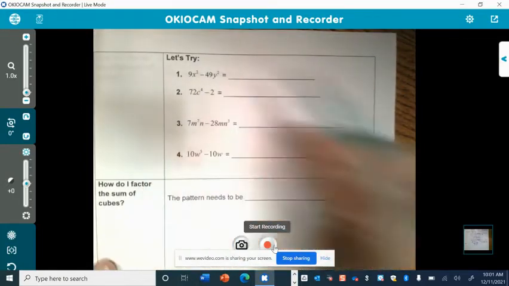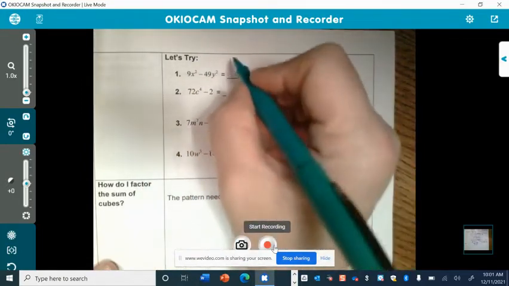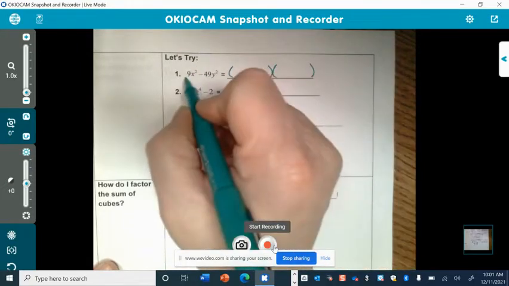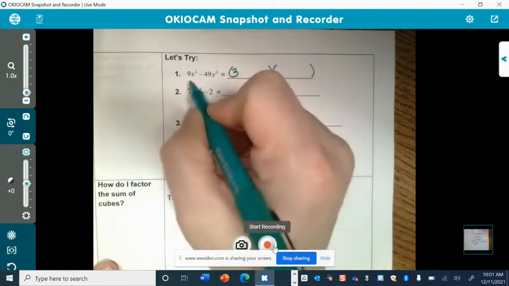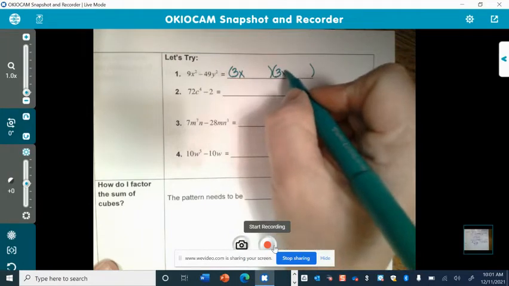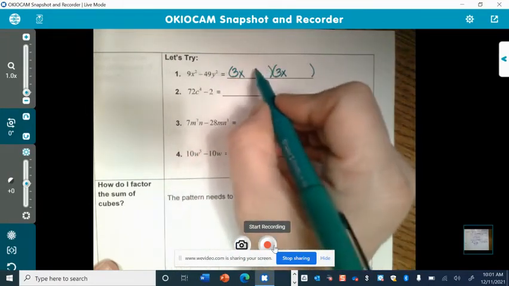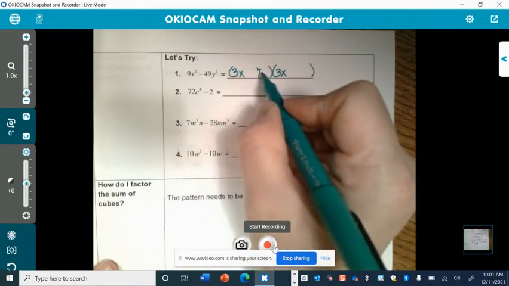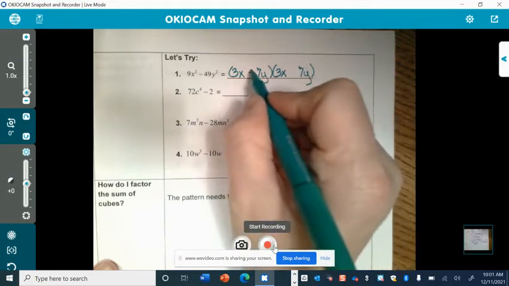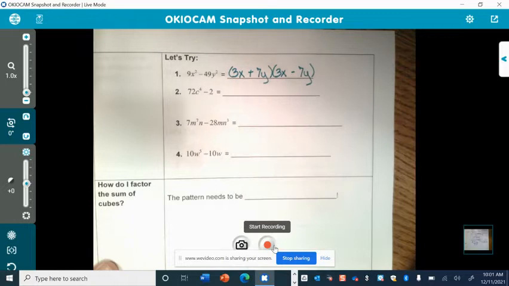All right, I don't have a greatest common factor, so I'm going to go straight to my two sets of parentheses. The square root of 9 is 3, and the square root of x squared is x. The square root of 49 is 7, and the square root of y squared is y. One has to be addition, one has to be subtraction.